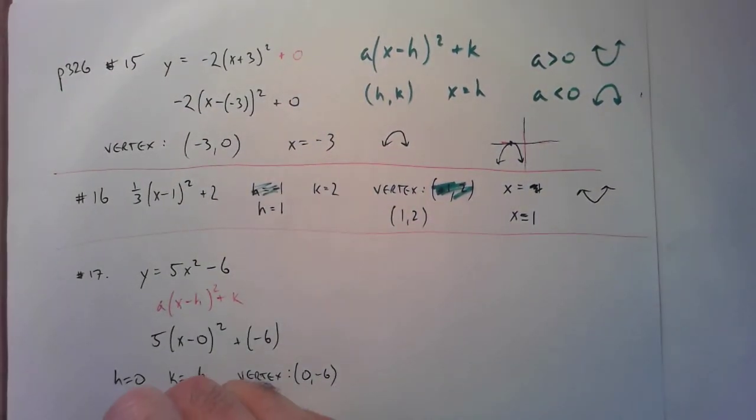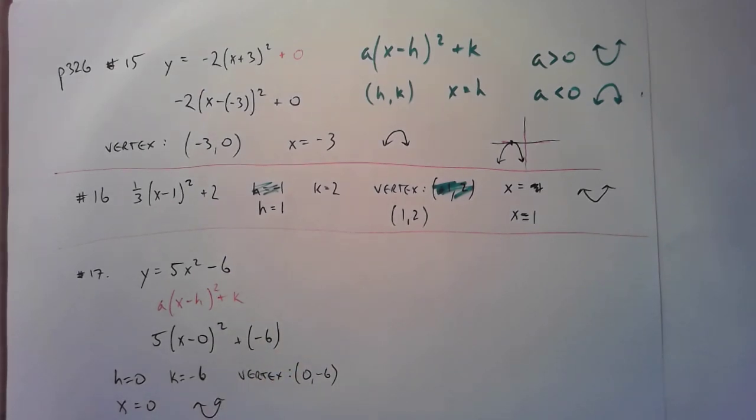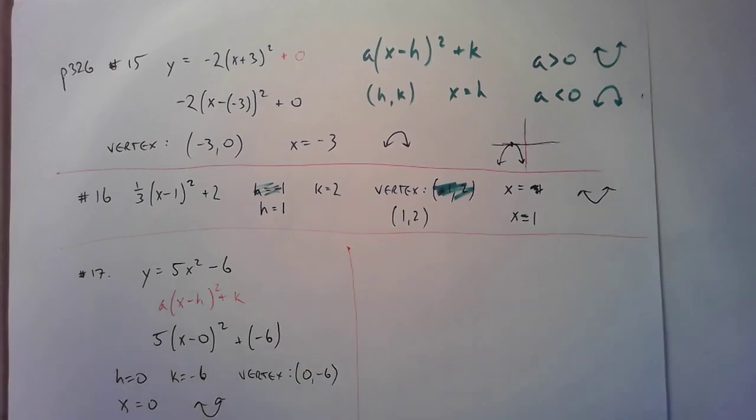And that means that we have an axis of symmetry, x equals 0. It's just the x-axis. I'm sorry, the y-axis. And, all right, opens up or down. That opens up. 5 is positive. Okay, last one in this little group.